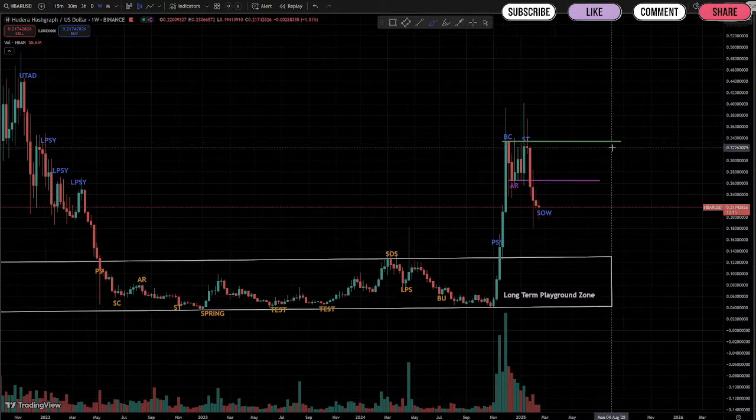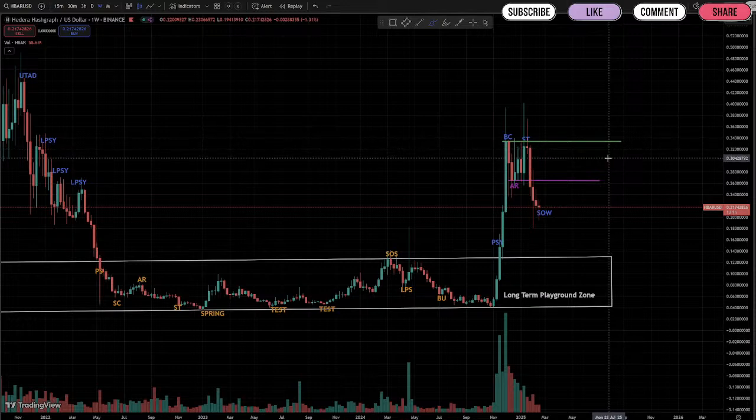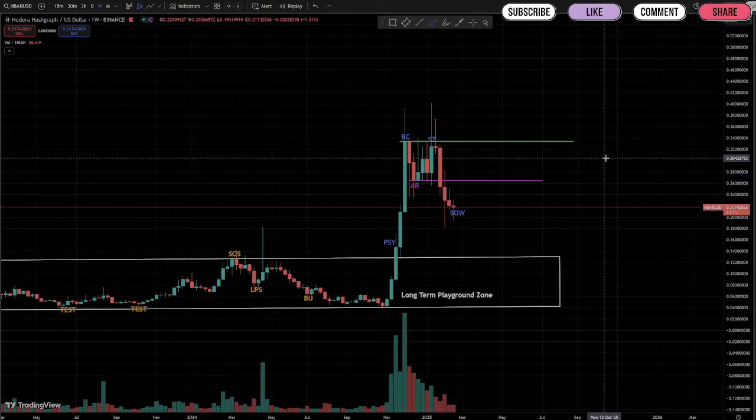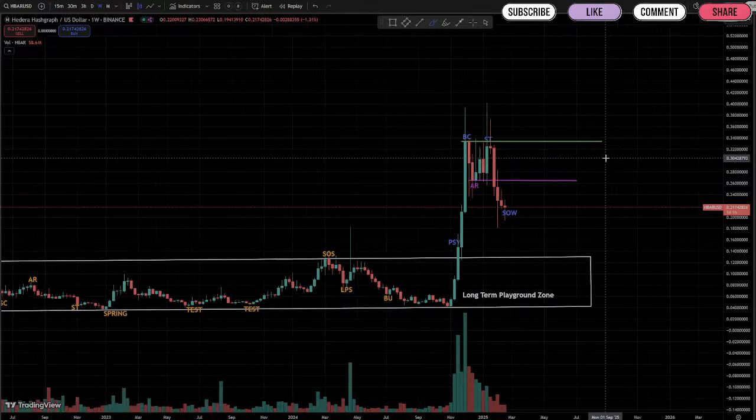So that's for Hedera, combining both the daily and weekly chart, both playground zone and the Wyckoff method.